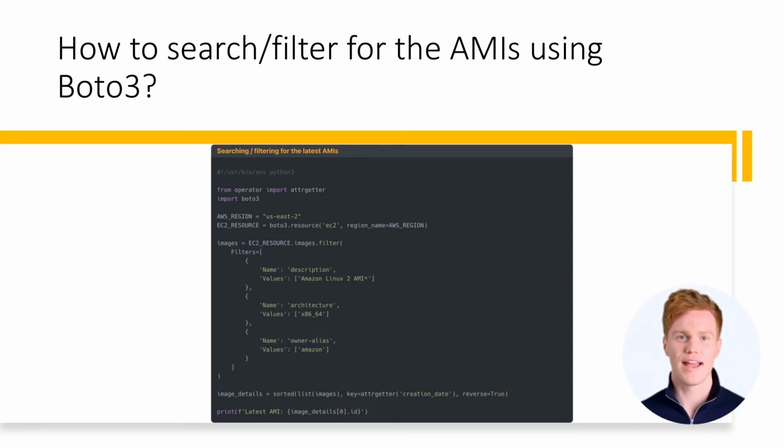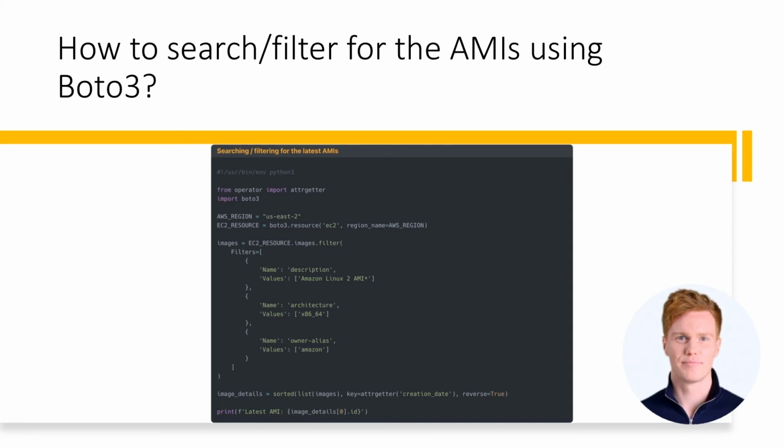Let's find the latest Amazon Linux 2 AMI. First of all, we need to define several filtering conditions. The AMI description should start from the Amazon Linux 2 AMI words. The architecture we're interested in will be x86-64 and the owner alias should be Amazon. Such a query will return us a list of all Amazon Linux 2 AMIs and their versions, which we can sort afterward by the creation date in reverse order. Finally, we're taking the first element of the resulting collection, which will be the latest and greatest AMI we're interested in.